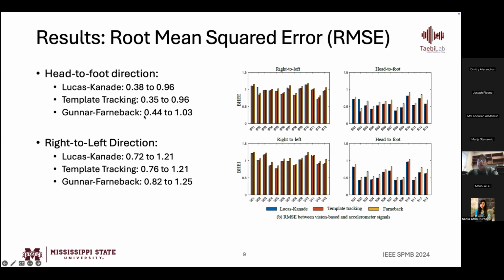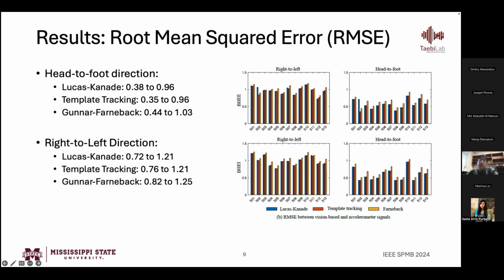Let's look at the root mean squared error. If we see the figure, we can see that the RMSE value also followed the same trend, with values being lower in the head-to-foot direction across all methods. Head-to-foot RMSE ranges from 0.35 to 0.96 for the Lucas Kanade and template tracking methods, while the Farneback method shows slightly higher values. Right-to-left RMSE ranges from 0.70 to 1.25.